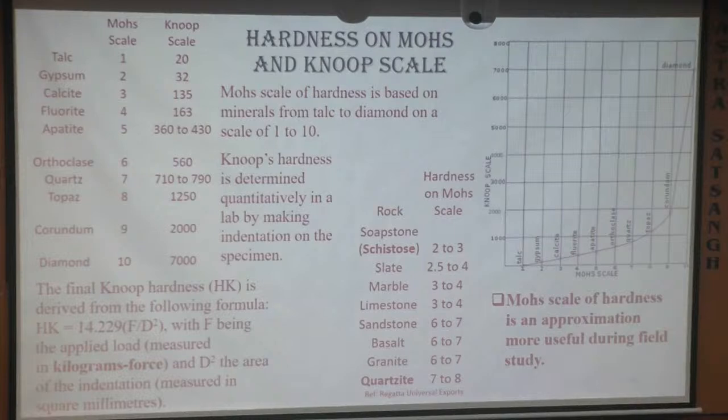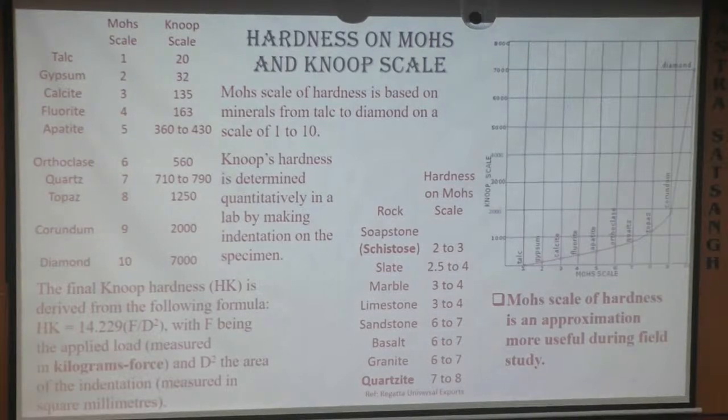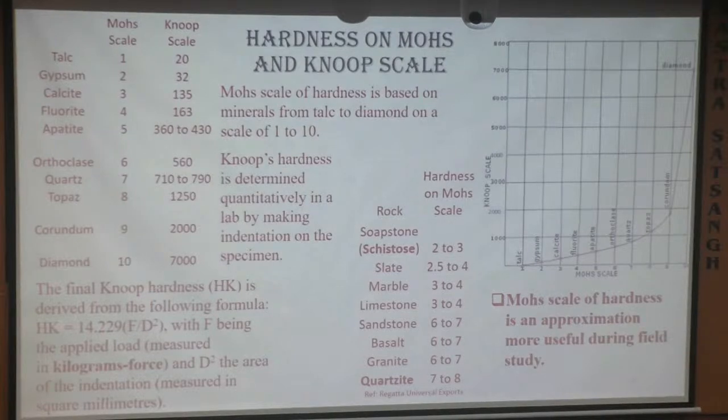You can see the actual variations. For example, diamond is around 7,000 on the Knoop scale, whereas corundum, which is 9 on the Mohs scale, is roughly 2,000 on the Knoop scale. It's also tabulated here. So there is a lot of variation, and hence the Mohs scale of hardness cannot be taken as just a quantitative term. It's a field test.